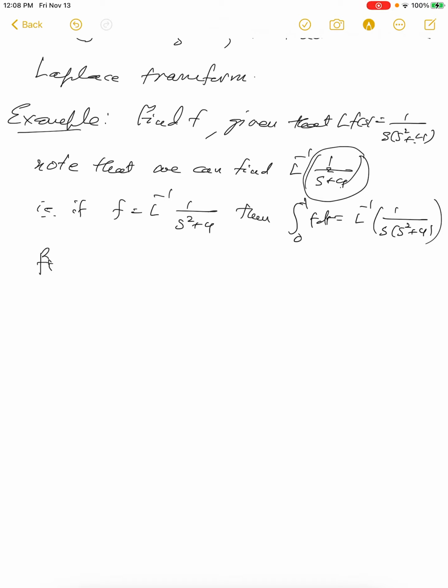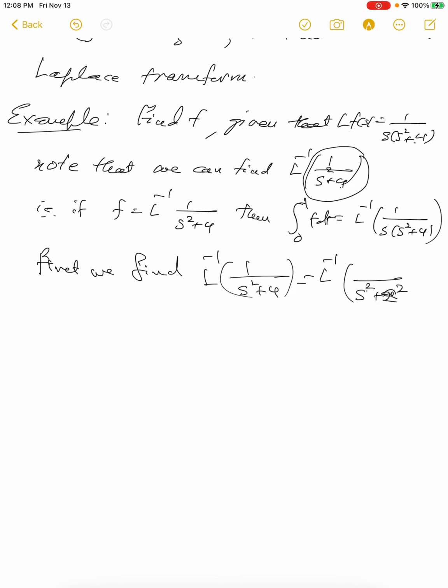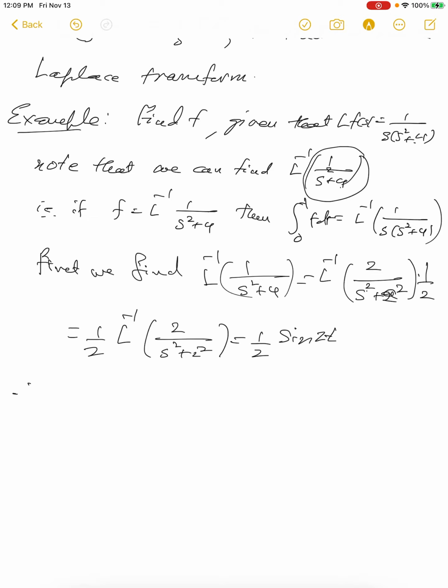So first we find L inverse of 1 over s square plus 4. This you know how to do because this is s square plus a square. A square is 4, so a is 2. So you would like to have 2 on the top, so you divide by 2. Then you can recognize this as half times L inverse of 2 over s square plus 2 square, whose inverse transform is sine at. A is 2, so it's sine 2t.